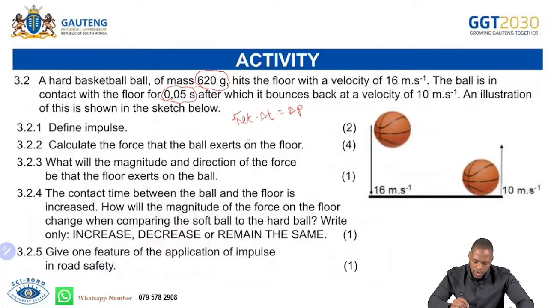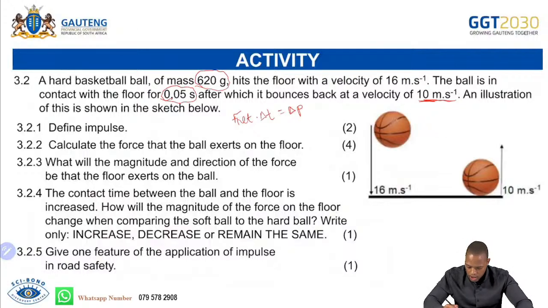And the reason for that is because I know in the formula sheet, most of the time it is given like this during the final exam. So I like to write it like that as well and just do the working out after. Okay. After which it bounces back at a velocity of 10 meters per second. Again, number of interest here. An illustration of this is shown in the sketch below.